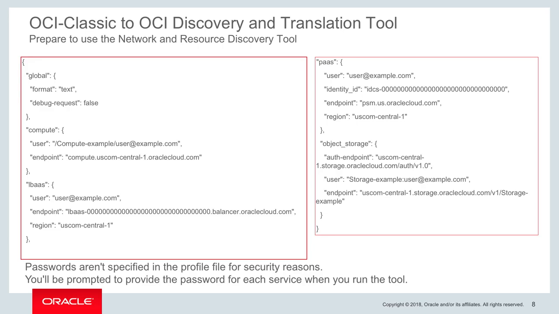Similarly, you'll capture the username, endpoint, and region from the LBAS dashboard, and then you can also capture the PaaS and object storage credentials and information from the respective services. Note that passwords aren't specified in the profile file for security reasons, and you'll be prompted to provide the password for each service when you run the tool.